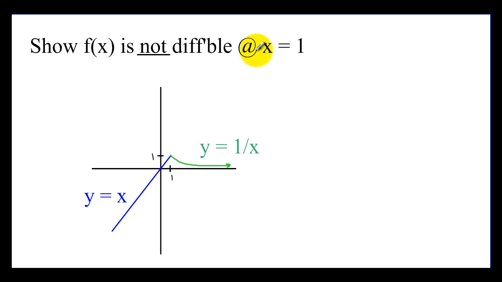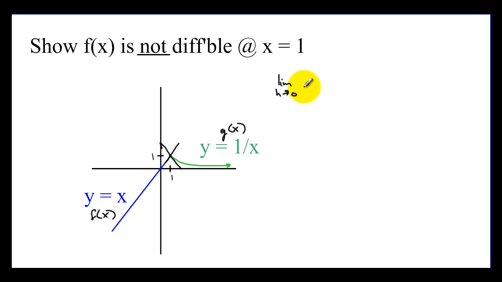Show f of x is not differentiable at x equals 1. In order to have a derivative, you must have a tangent line at this point. So we certainly don't have a tangent line because we have a tangent line that looks like that for the left function, and we have a tangent line that might look like that for the other function. So we already know that it's not differentiable at 1, but we have to show that. And so we have to find the slope of the tangent line on each side and show that it is not equal. So we have the limit as h approaches 0 of, let's call this side f of x, and we can say that this side is g of x.